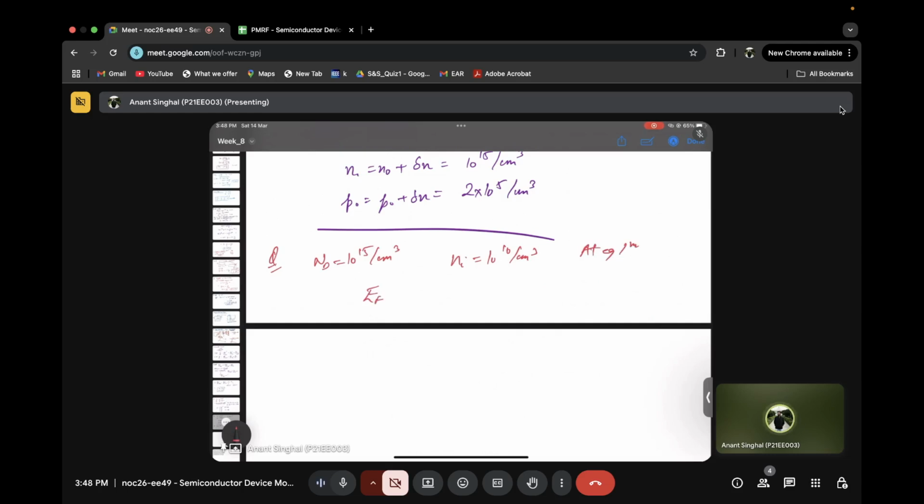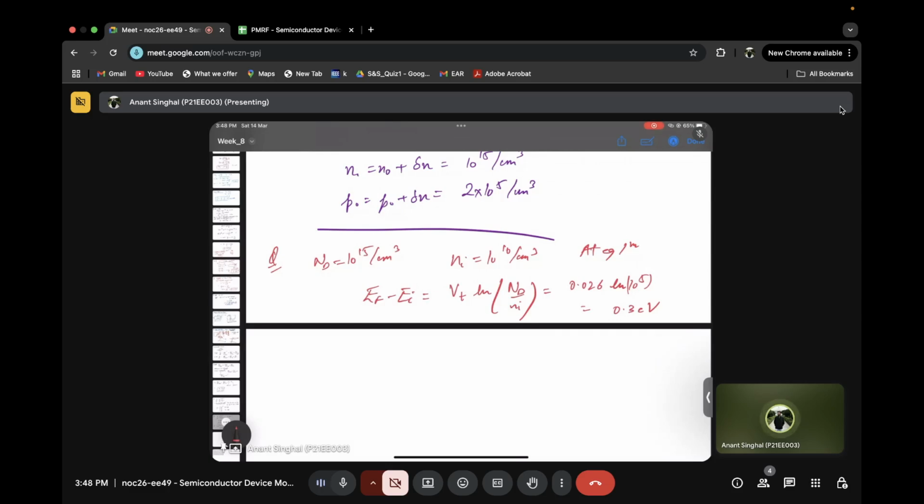So we have studied your EF minus Ei, right? What is the EF minus Ei? Anyone? It is VT ln ND over ni, right? So the difference between the Fermi level and the intrinsic level will come out to be 0.026 ln 10 to the power 5, and this comes out to be around 0.3 electron volt, for example.